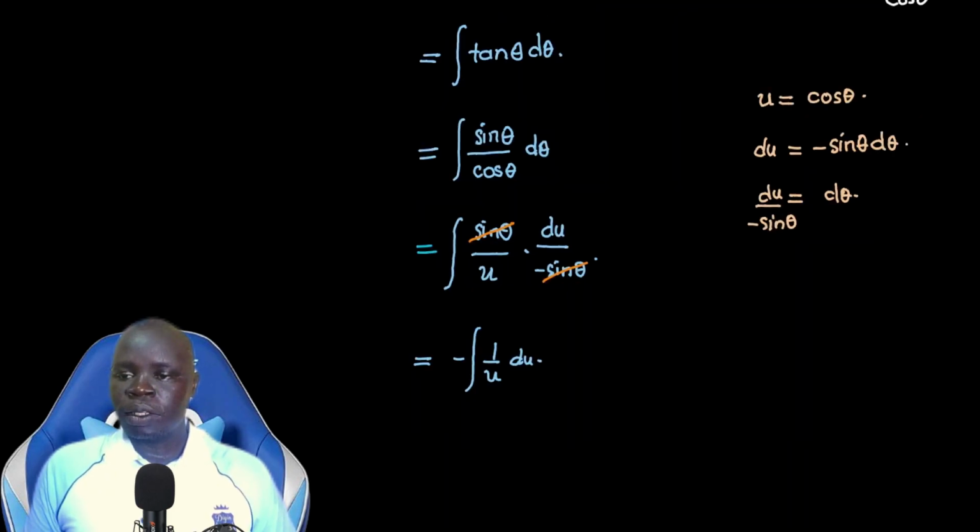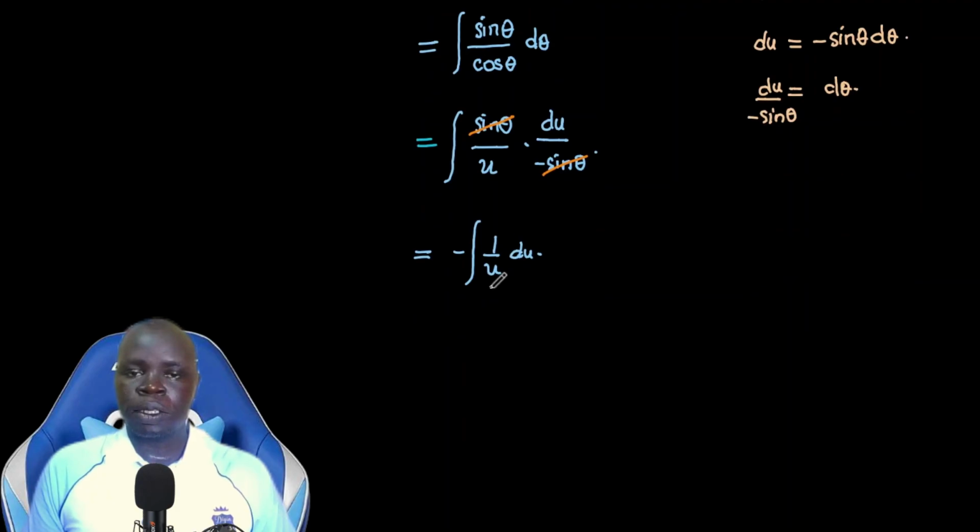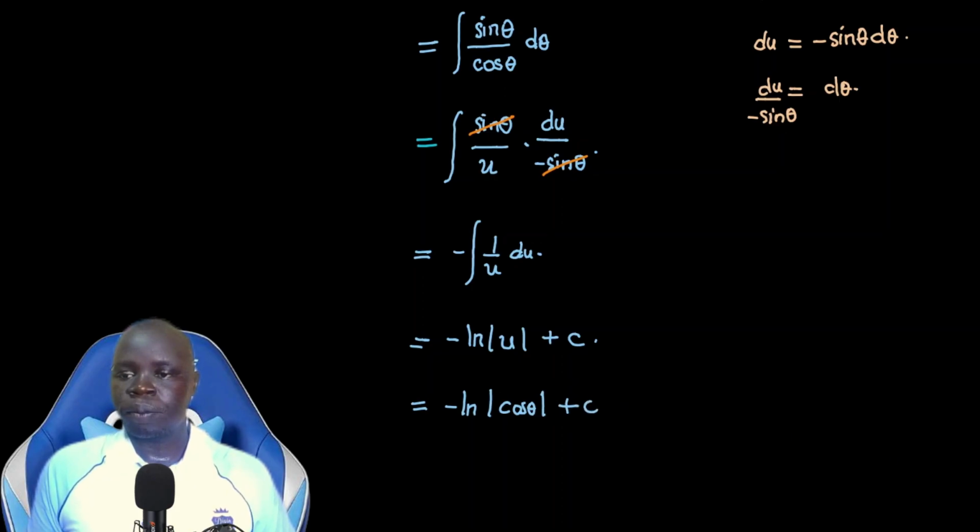So having written this, the next thing here is to just get the integral of this, as this is equal to ln u plus our constant of integration. And we also know that u is cos, so we can put here ln of cos theta plus our constant of integration.